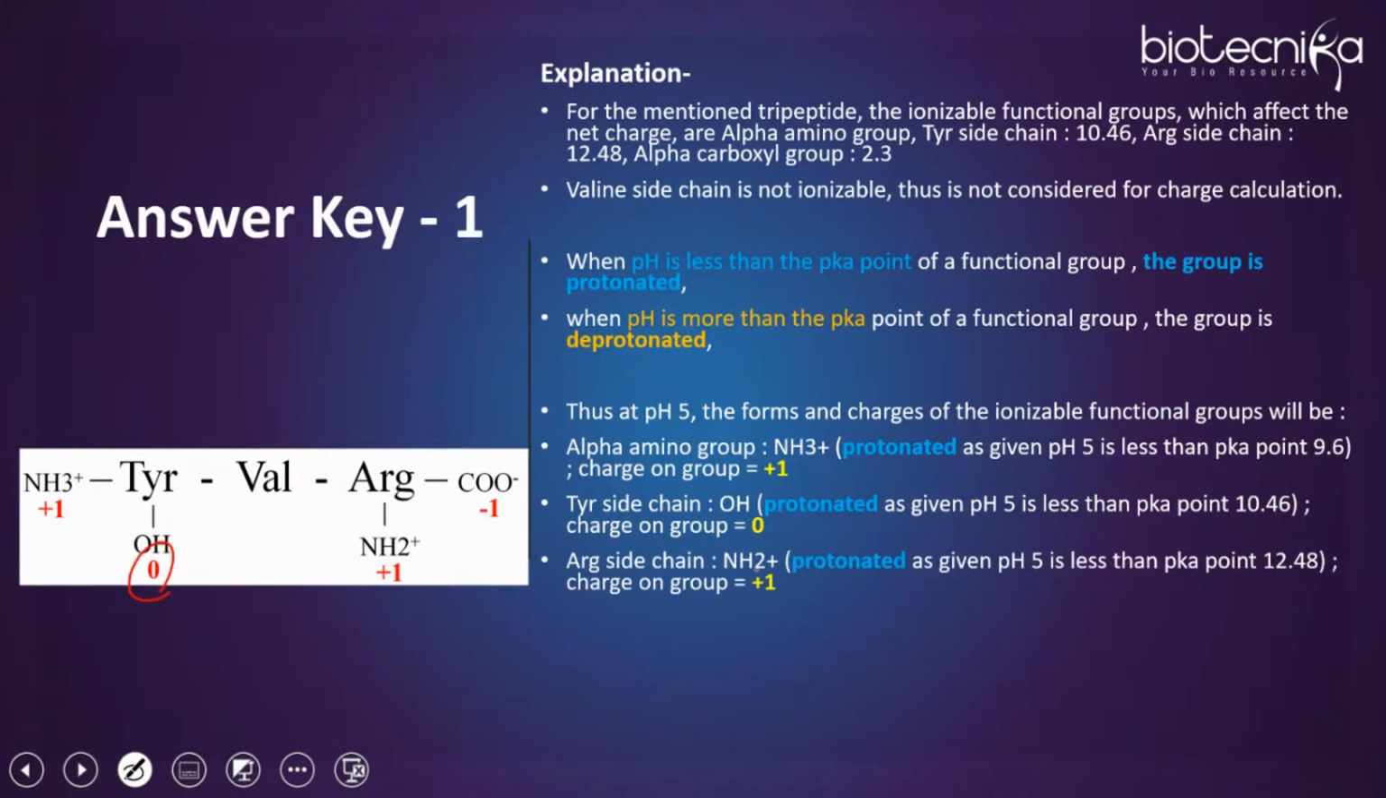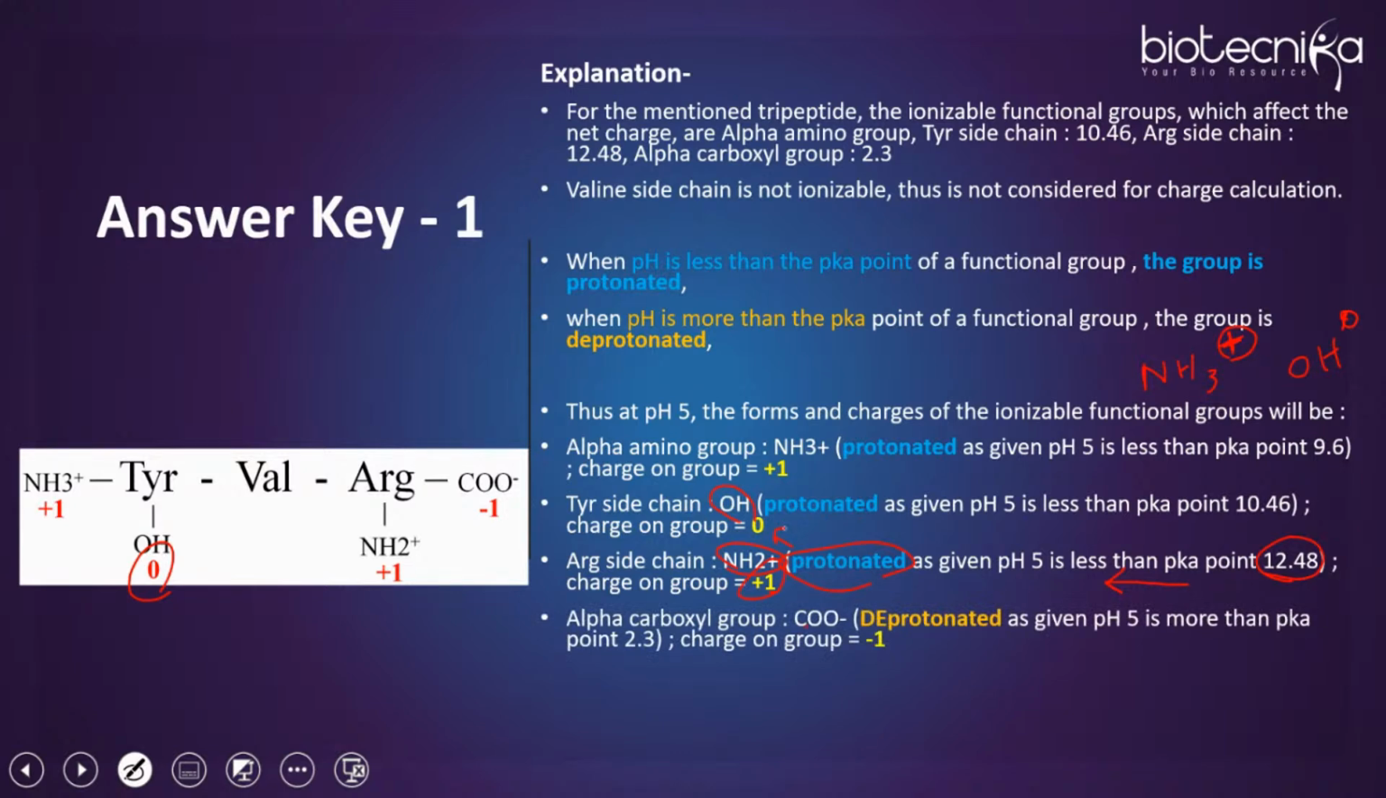Then you will have the arginine side chain, which is having NH2+. The pK point is 12.48. There also the pH 5 is less than the pK point. So again the group will be protonated. So what will be the charge on it? Plus 1. Whenever we write anything in the superscript, we have to consider the charge. If we write OH and nothing is written over here, that means the charge is 0. That is why OH will have charge 0.